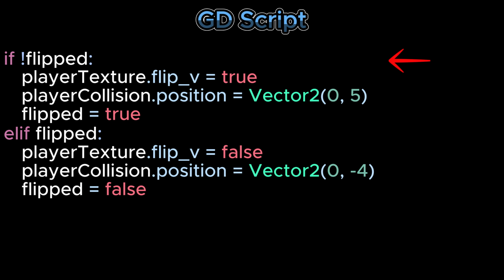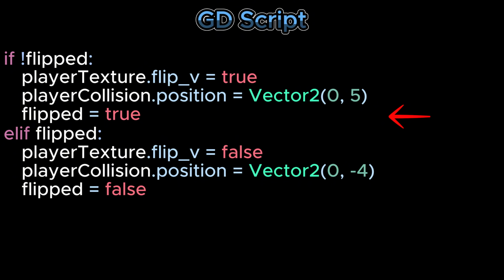Now, for the art, there was also something I needed to change in the code, so let's go over that now. You can see in the code, I first needed to check if flipped wasn't true, and if flip wasn't true, I went and changed the flip v for the player texture to true. So the texture was flipped. Then I needed to change the player collision, because otherwise it would look like the player was floating above the ceiling. And it was changed to 0 and 5.